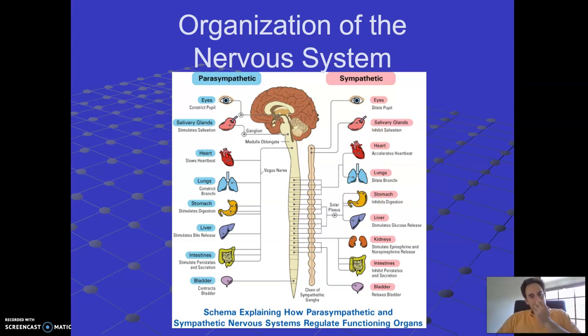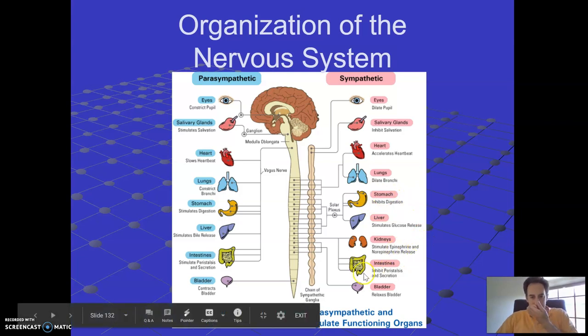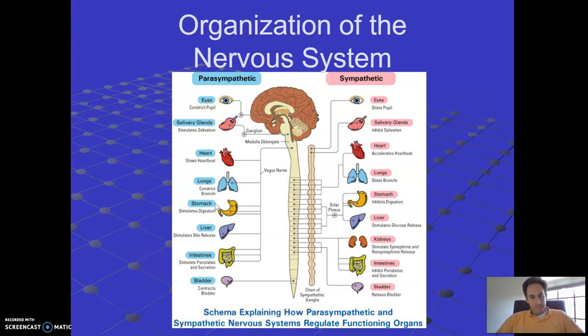On the other hand, it's going to act as a brake on other things. Digestion is a low priority if you're being attacked by a bear. So it inhibits salivation. It inhibits digestion in the stomach. It inhibits the movement of food through the intestines. The parasympathetic is the opposite. It's going to stimulate salivation, stimulate digestion, stimulate movement of food through the digestive system. But on the other hand, it will slow down the heartbeat, constrict the pupil, and so forth. So basically, you can think of the sympathetic and parasympathetic systems.